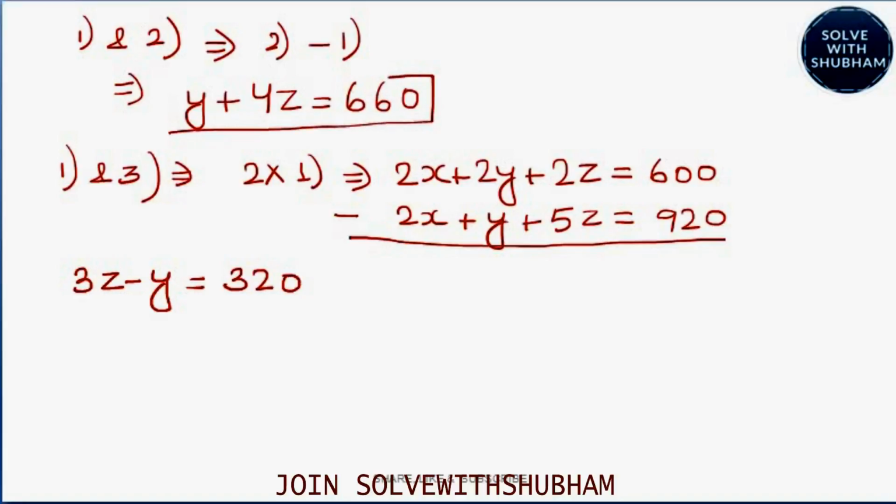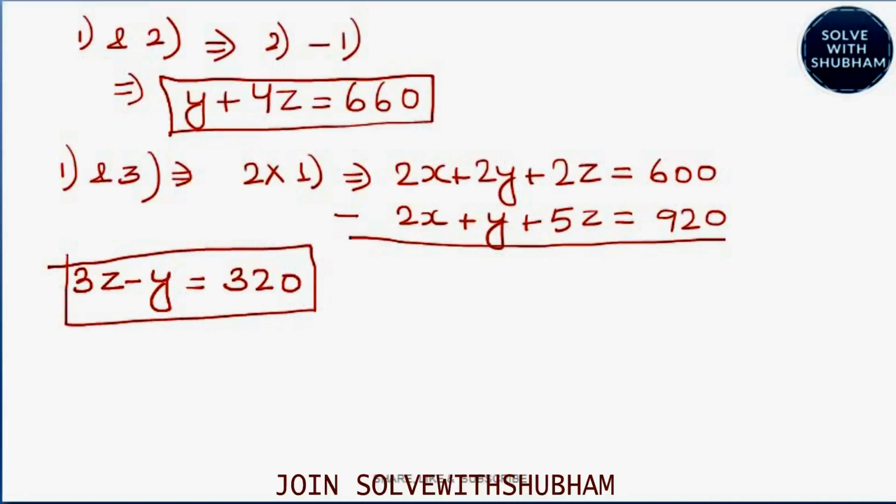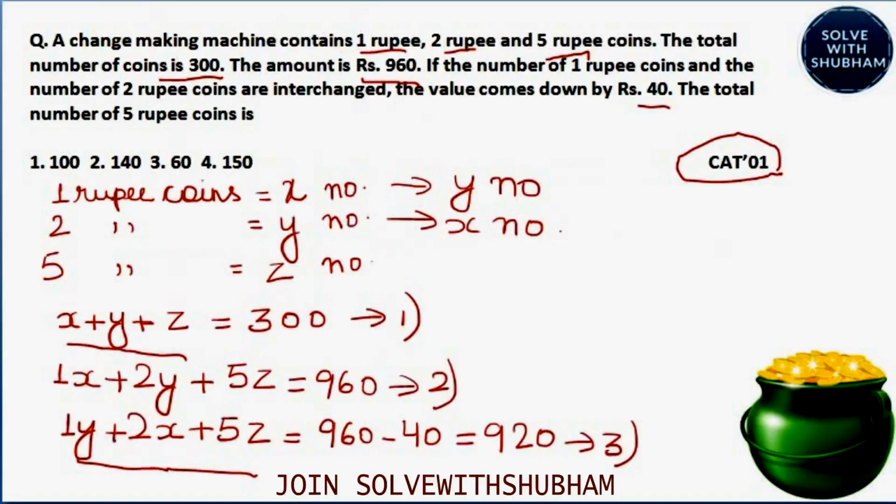This is your one equation. This is your another equation. We can add these two equations. So we will get 7z is equal to 980. So you will get z is equal to 140.